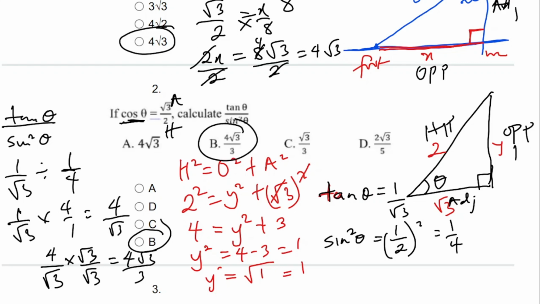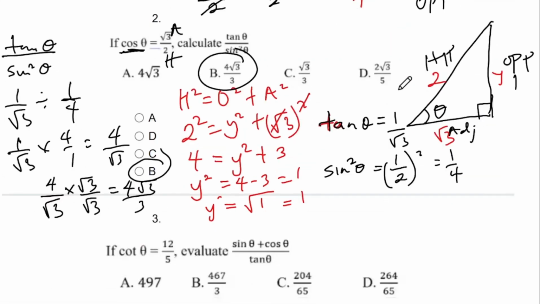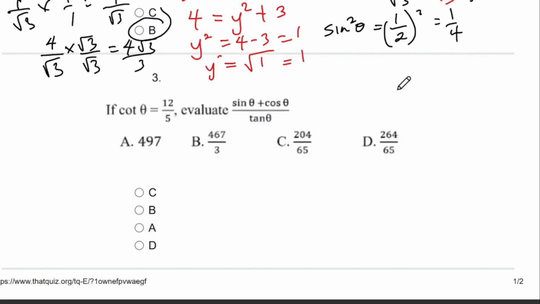Is that clear? Okay. I hope this is very clear. All right. On to the next one. So if cot theta is 12 over 5, evaluate sine theta plus cos theta divided by tan theta.